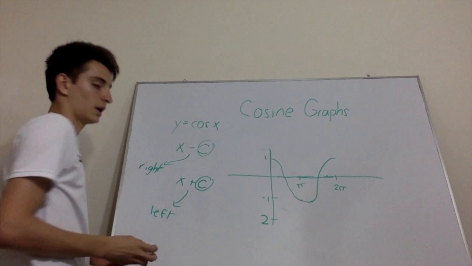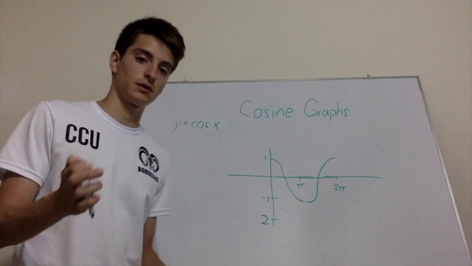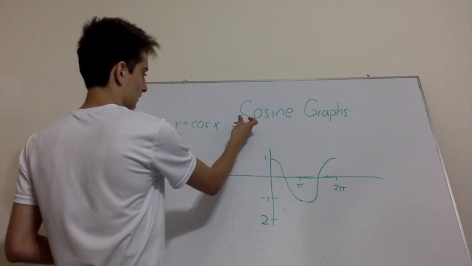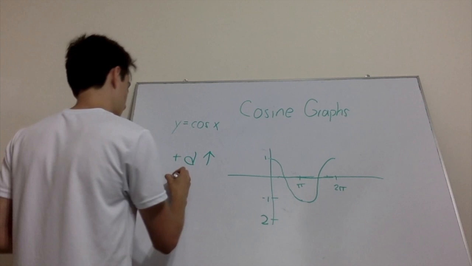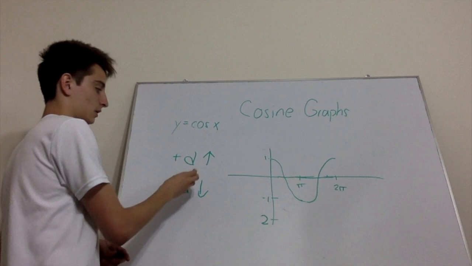For the vertical shift, when we have at the end a plus d, this means it will move up, and if we have a negative d, it will move down, depending on what number we are given as d.